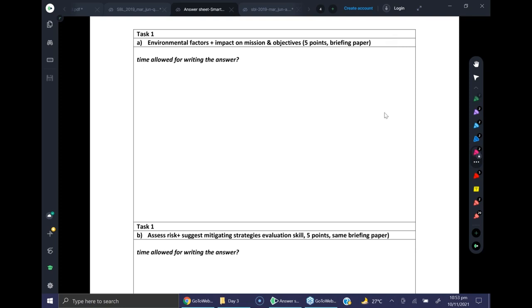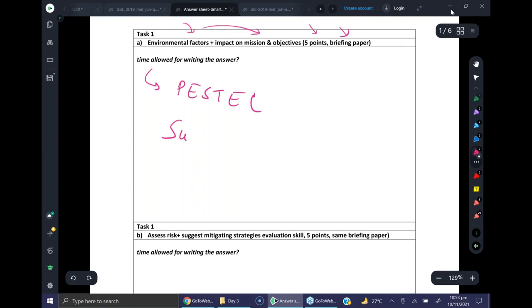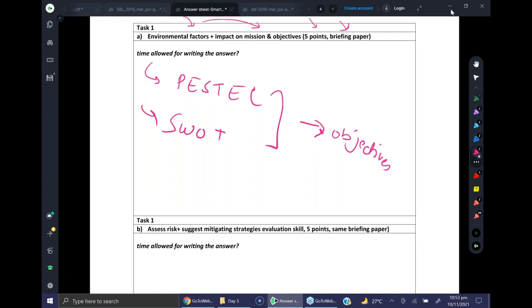So the first task was to discuss the external factors and discuss the impact on mission and objectives. Five points were needed. Briefing paper was the document or format. So in this question, you can use PESTEL analysis, maybe SWOT analysis, but the key is that it is connected with the objectives of the company and discusses the impact of these factors on the company.